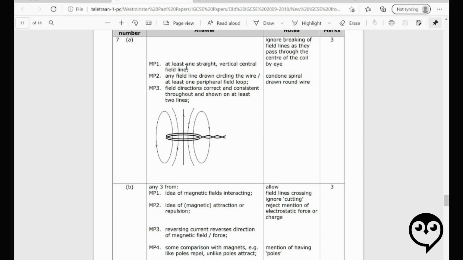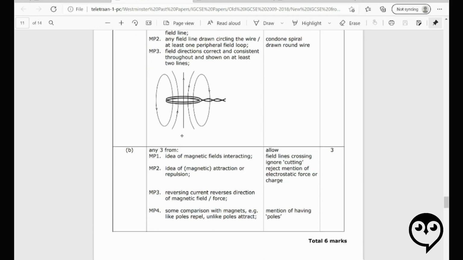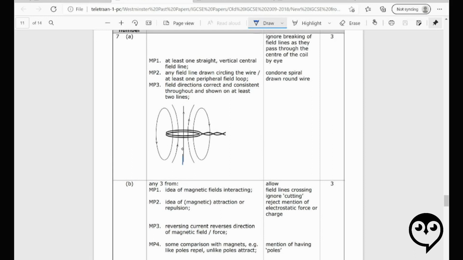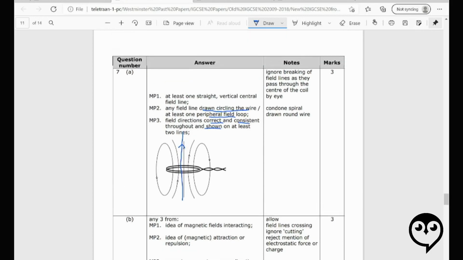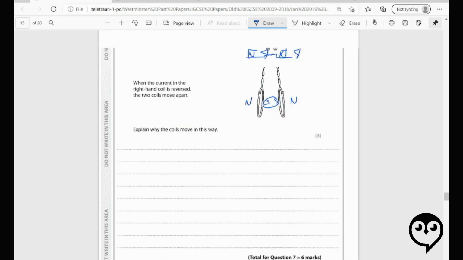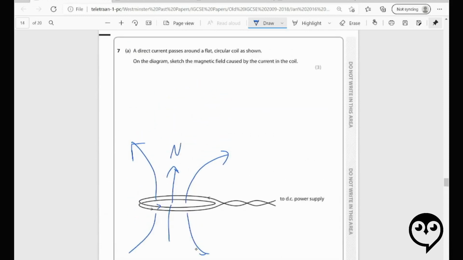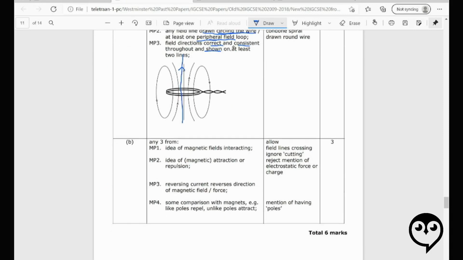Let's see what they say. So you want at least one straight vertical line through the centre, and this is typically how you draw your diagrams. You'll have one going through. You want some symmetry. Any field line circling the wire. At least one peripheral loop, and field directions correct and consistent throughout. So I had a peripheral loop. In this diagram, I had one coming out here and kind of branching. If I wanted to do other loops, I could, but I think those three were enough. And the directions need to be correct.